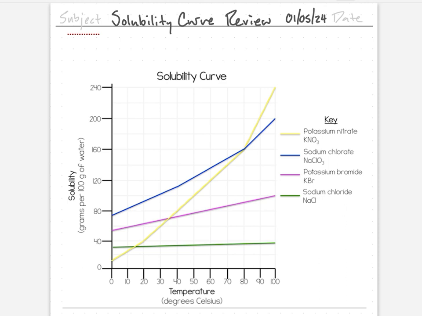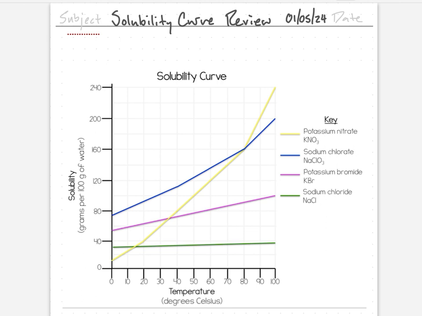So this is a solubility curve, also can be thought of as just a line graph. That's pretty obvious, right? This is a line graph. You've got an X and Y axis, and then you've got points plotted, and the lines are connected. Now, what does this mean?